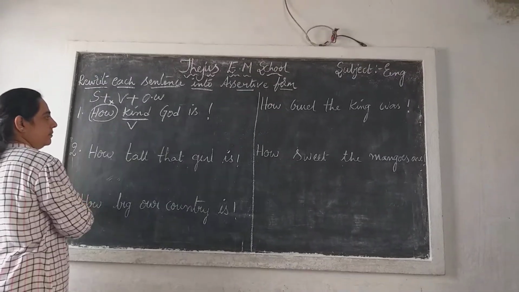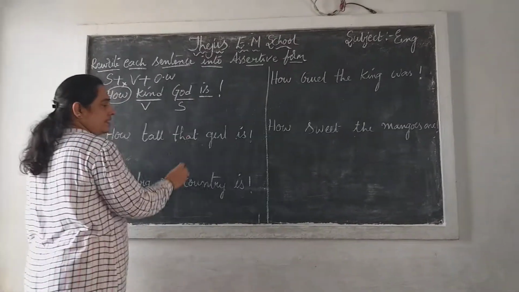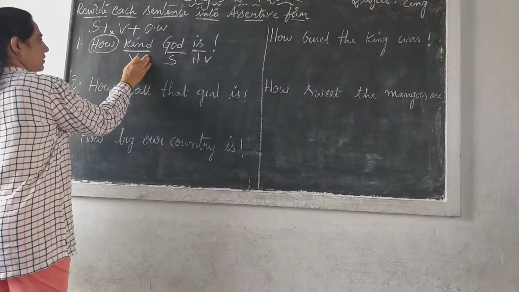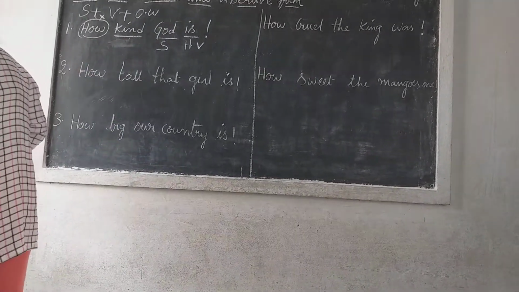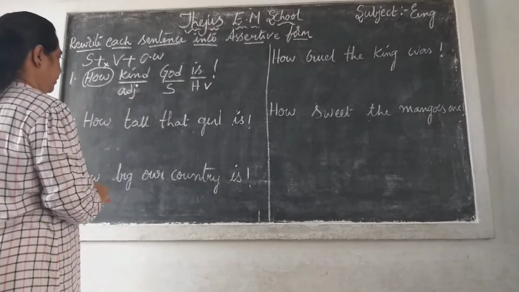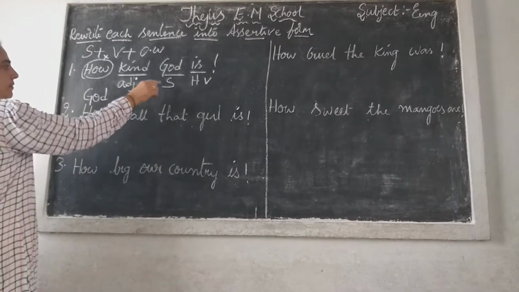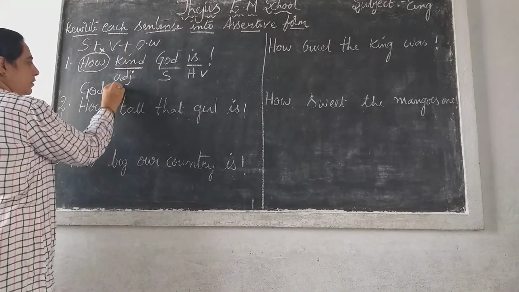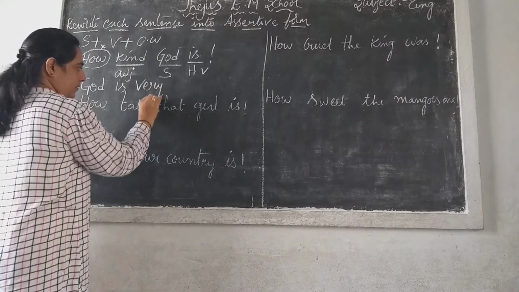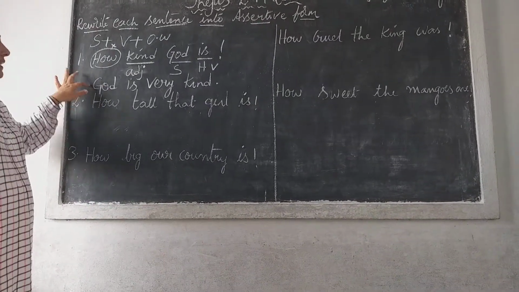Kind, adjective. God, subject. Is, helping verb. Okay. Subject is God. Next verb. God is. Other word, what here? Kind. Very kind. God is very kind. Full stop. You have to start with a capital letter, that is subject.